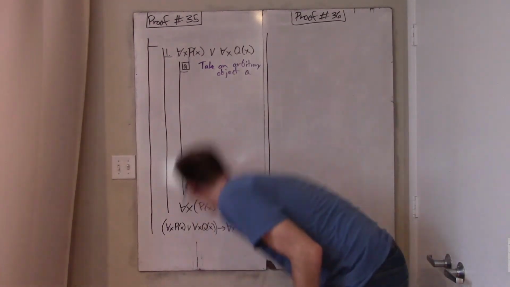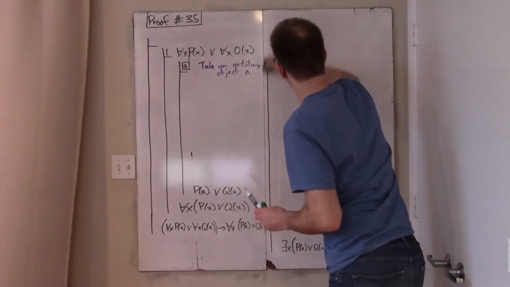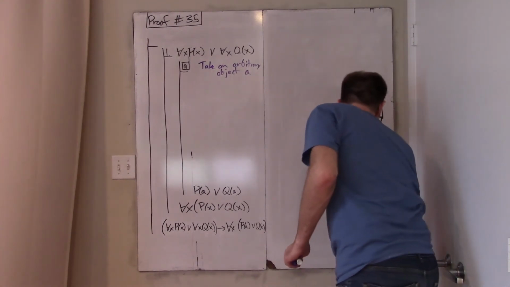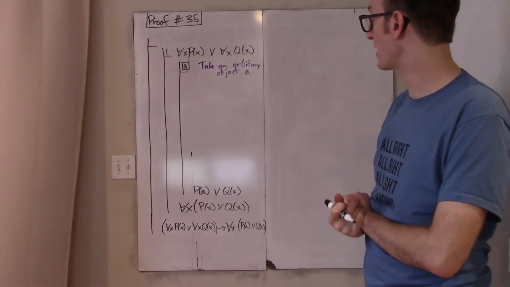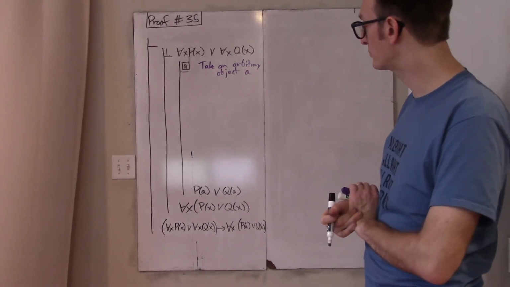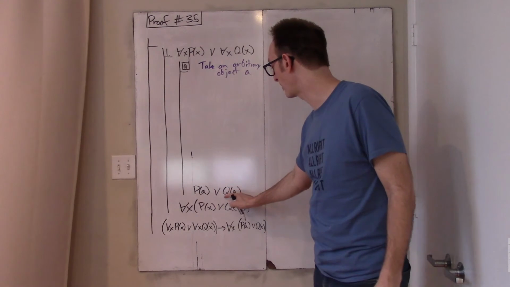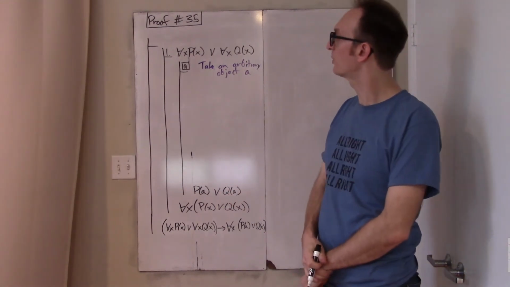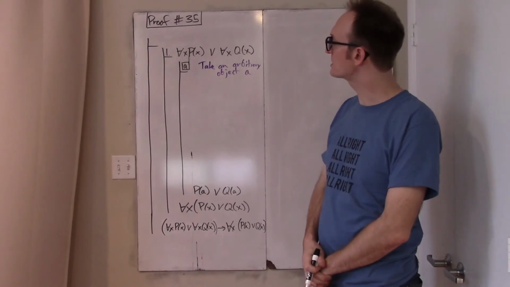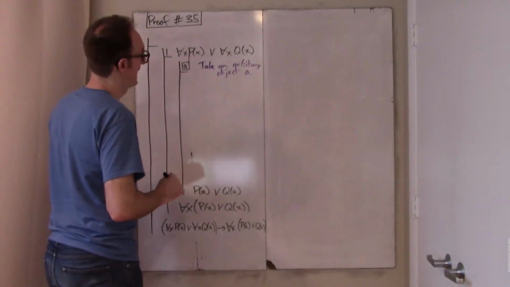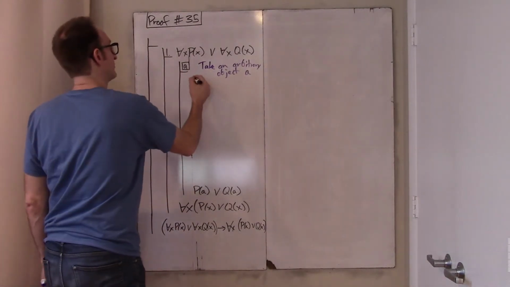Maybe I shouldn't try to squeeze this on here because it's just going to get ugly, so okay, we'll just do this. Okay, so great. Well, now I have to get here using only line 1. So let's use line 1. Well, line 1 is a disjunction, and so I'm going to do a proof by cases. Okay, so here is my proof by cases.